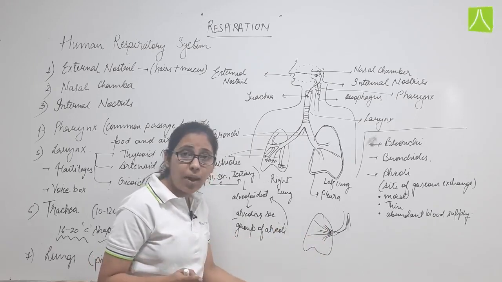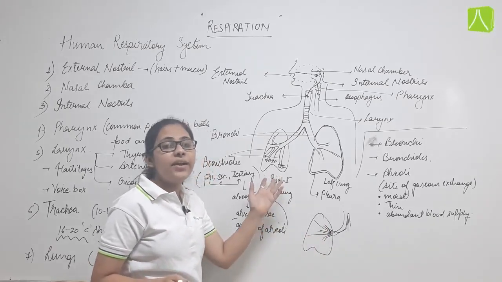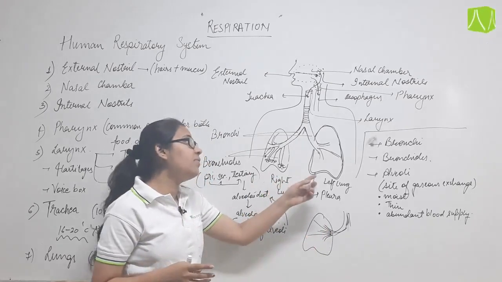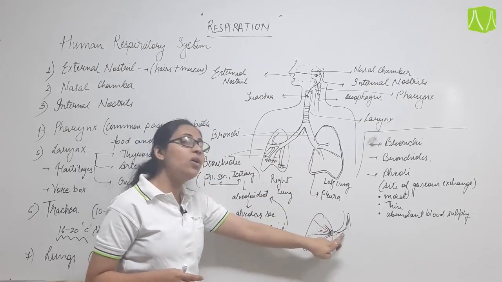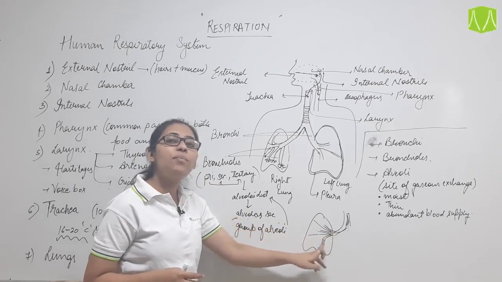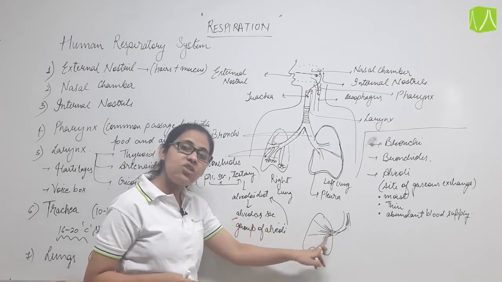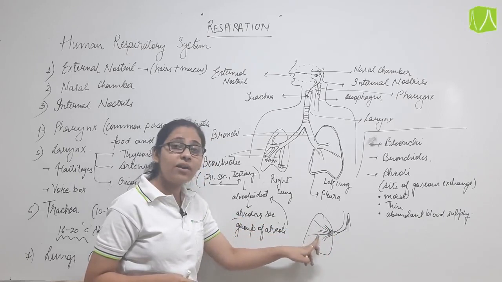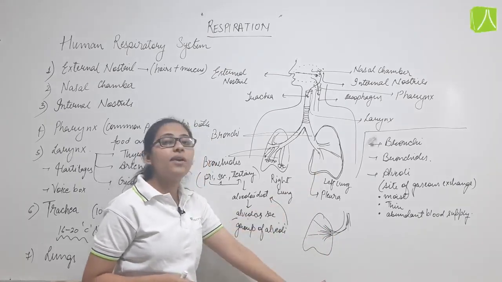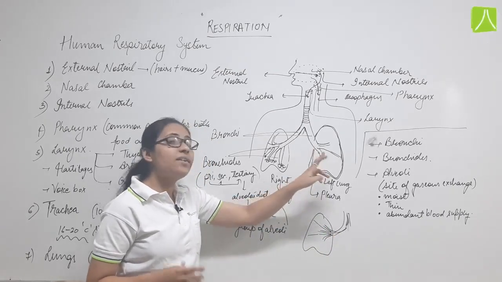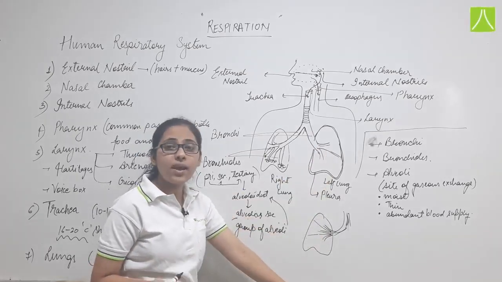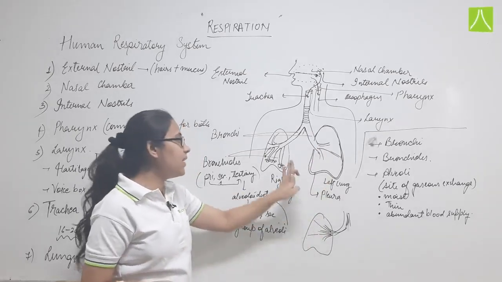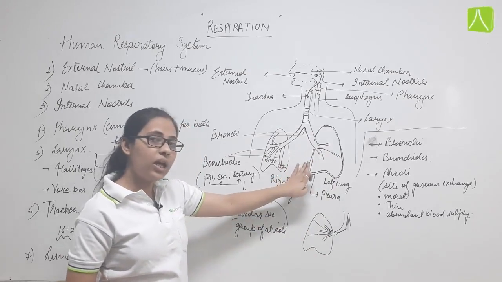This you have to remember: the right lung has three lobes and the left lung has two lobes. Since the right lung has three lobes, the bronchi divides into three primary bronchioles, and each enters into their respective lobes. In the left lung, this bronchi divides into two primary bronchioles which enter the separate lobes. So these are about the lungs.